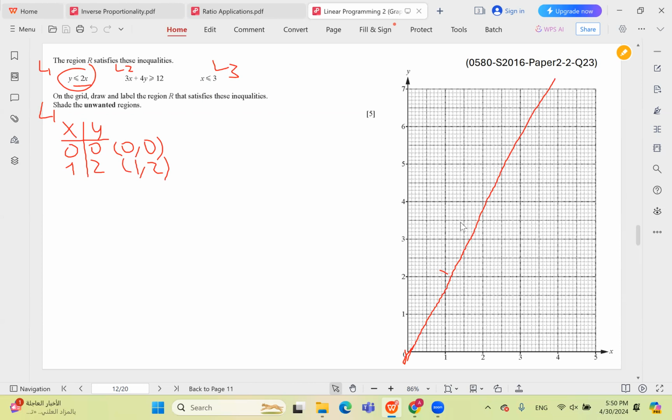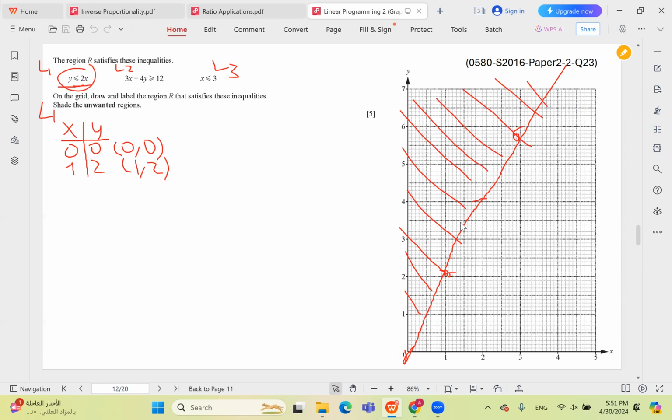It might not be very accurate. Let me draw it again. So it will pass through this point and this point here and this point here. So maybe this here would be a better line. I'm just drawing on the screen, so it's not a very easy procedure, but you get the idea. With the ruler, you can draw a much nicer shape. So y is less than 2x. So we want to be below, we don't want to be above. So let's just shade all the region above, because here y is less than, so it's below.